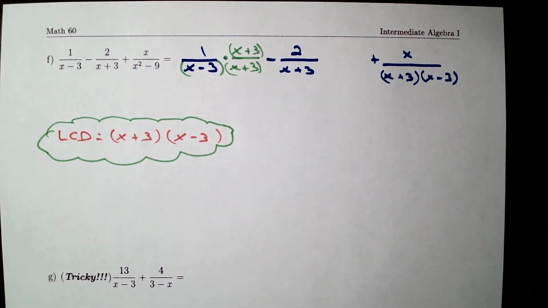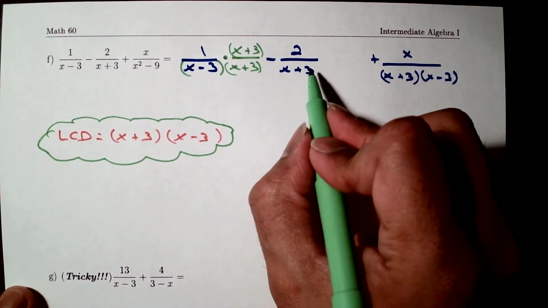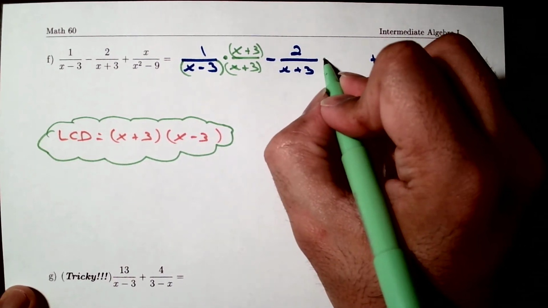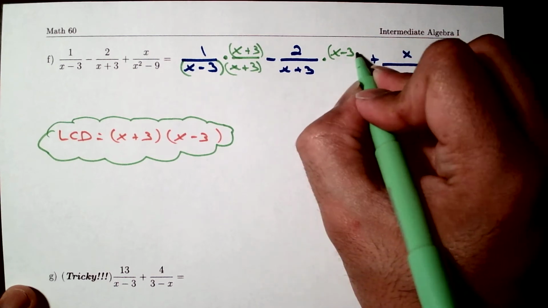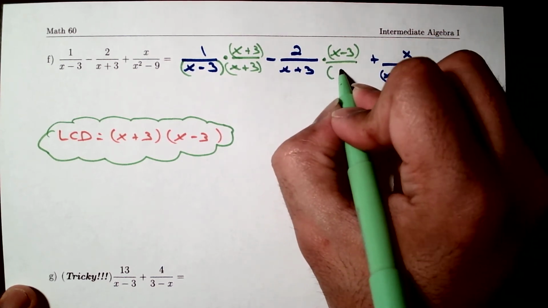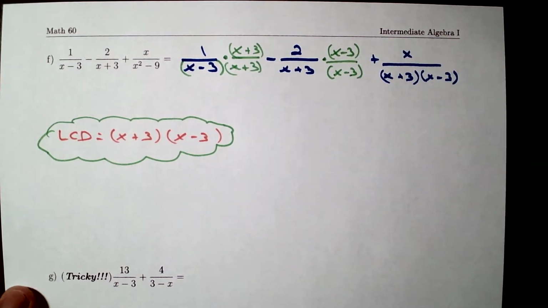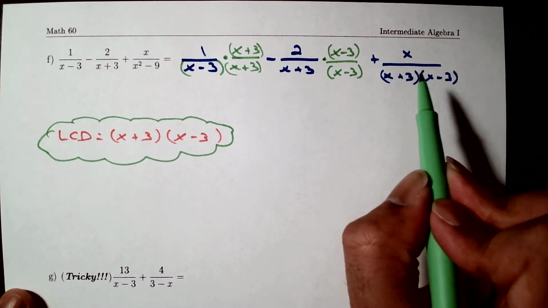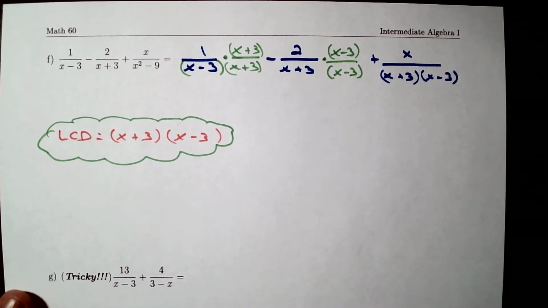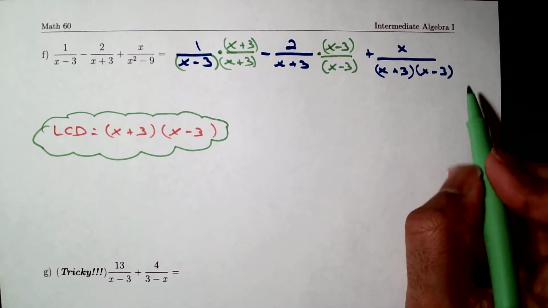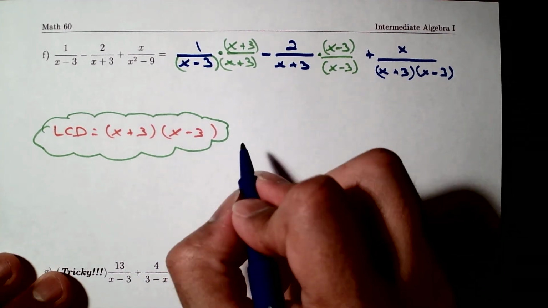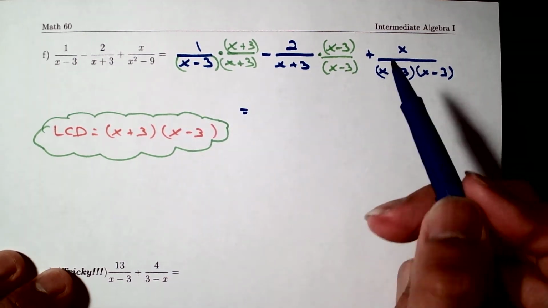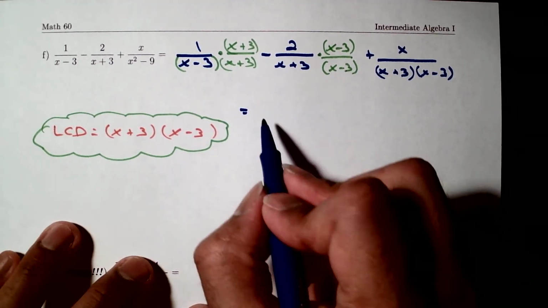We are missing the x plus 3. Okay. For the second fraction, we have already the x plus 3, x minus 3. And for the last fraction, notice we have the LCD. So in this case, we don't need to add any missing factor. So how are we going to deal with this one? Well, for 3 or 4 or more terms, we do the same.